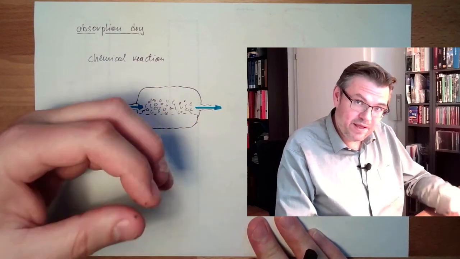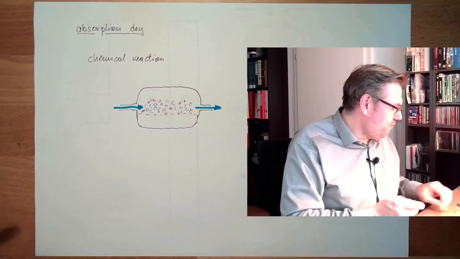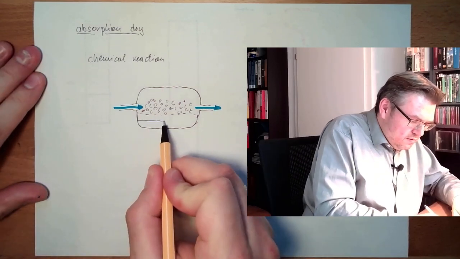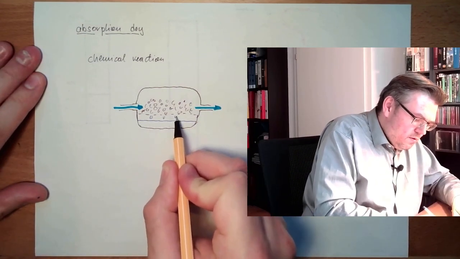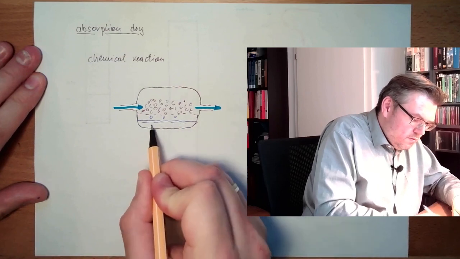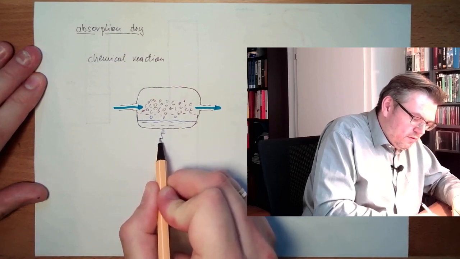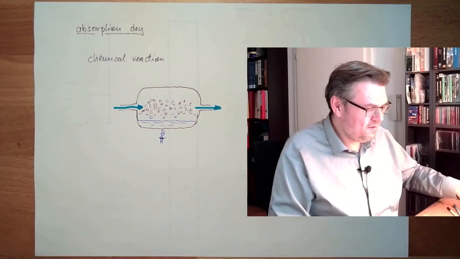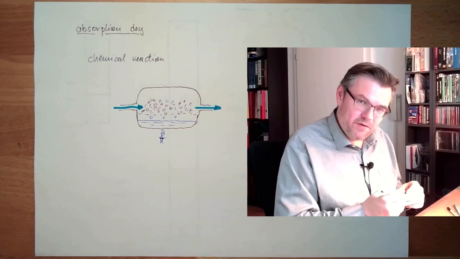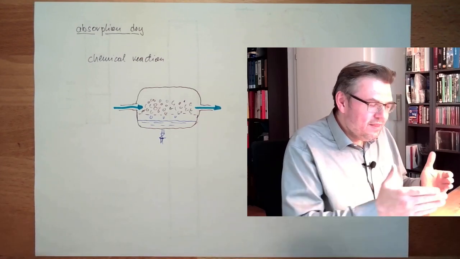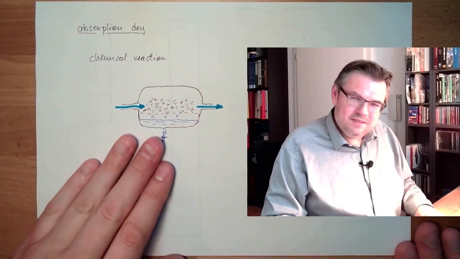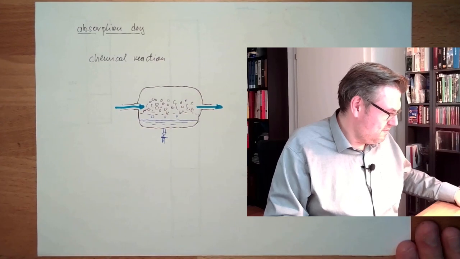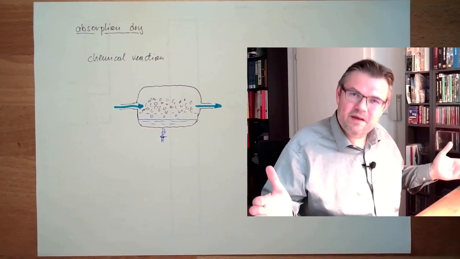This drying agent is melting. The melted drying agent is collected here. It is dripping. And I have to get rid of it. So this is a chemical reaction. This is also something you can buy almost everywhere, in a lot of stores.